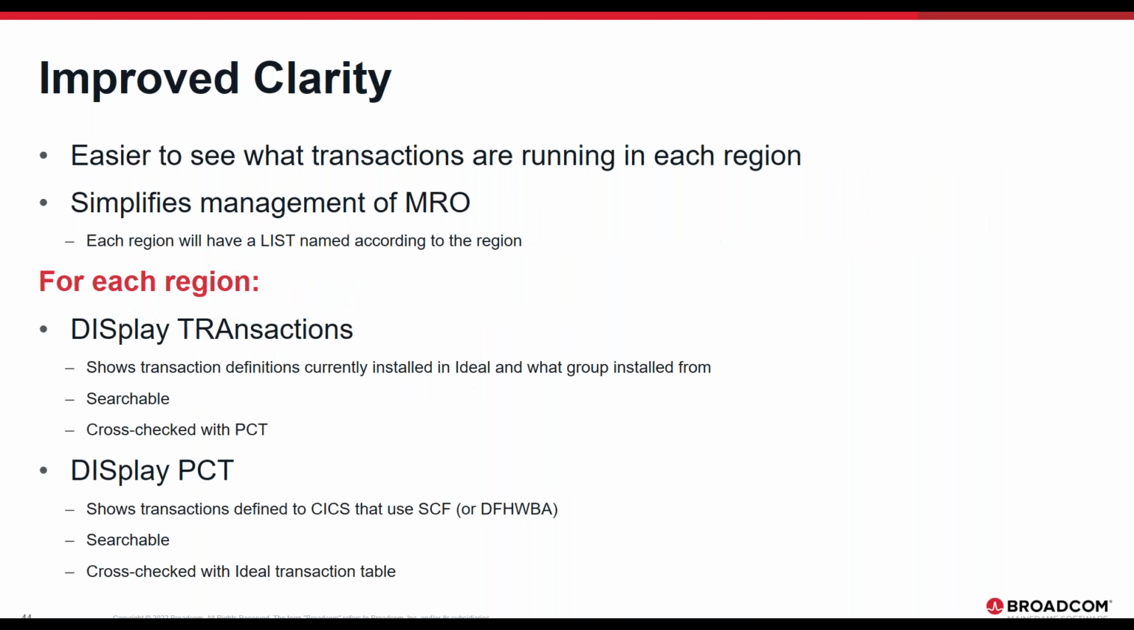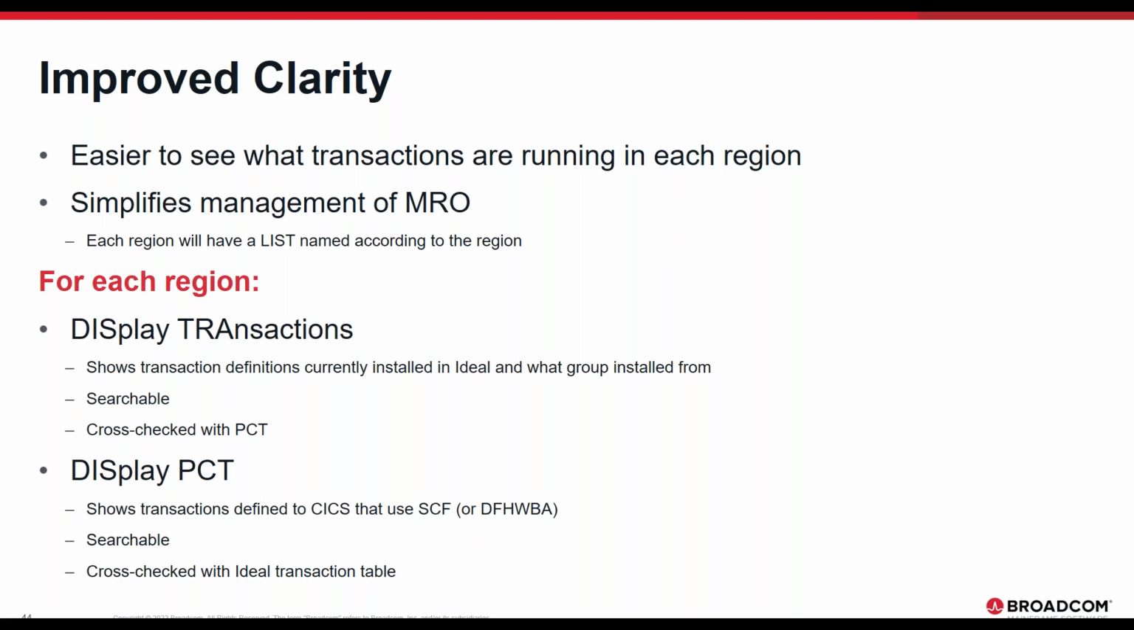And this is also going to give you some improved clarity. It's going to be easier to see what transactions are running in each region. You can go and look at that region's list and see what groups are defined for that region. It's going to help simplify the management for the multi-region systems, because each region will have a list named according to that region, instead of all regions having a SCASTran and having to make sure that SCASTran is in the right library for the right region. Each region is going to be named according to that system and easy to find.